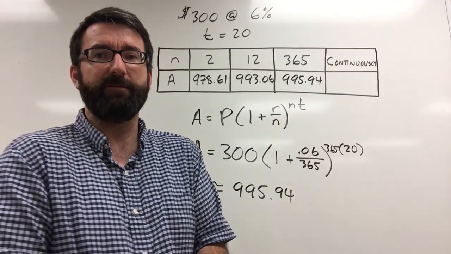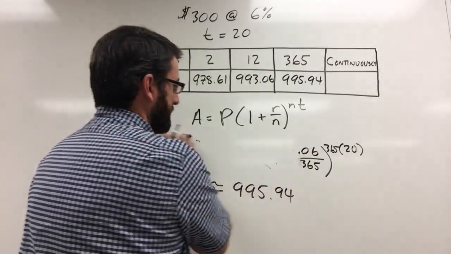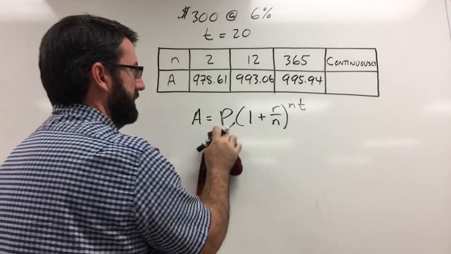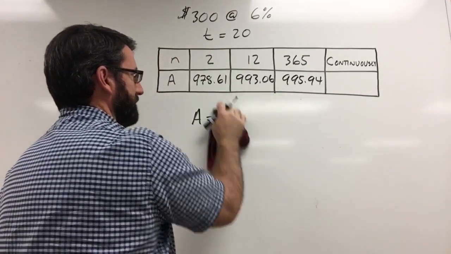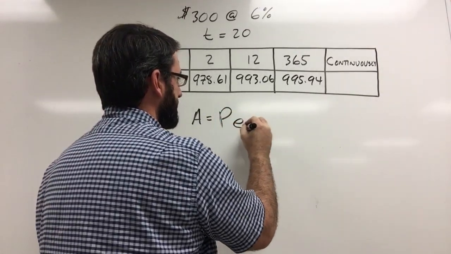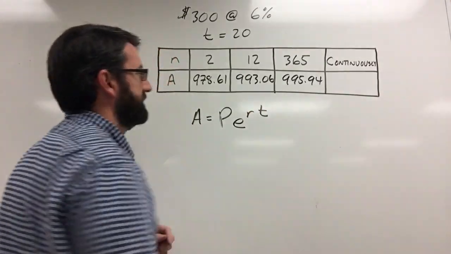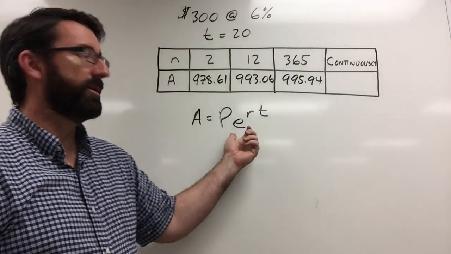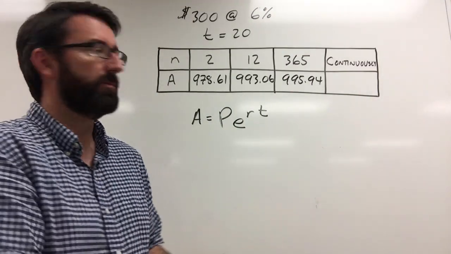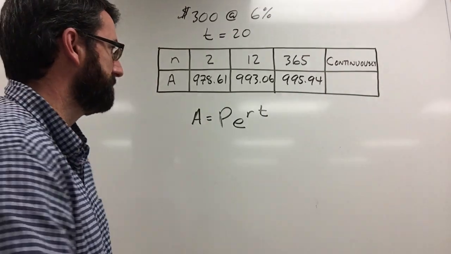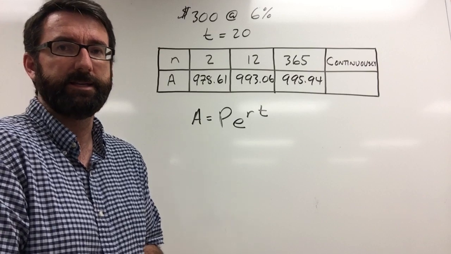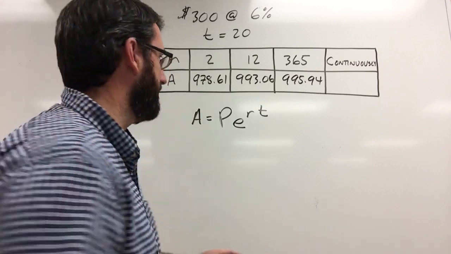So for this one, we have a different formula. The formula for continuously compounded interest is A equals P, still the principal, times e to the rate times time. So notice we don't have an n in here anymore, because now our n is infinite. We're compounding this continuously. And e is not a variable. e is a constant. It's equal to approximately 2.718.